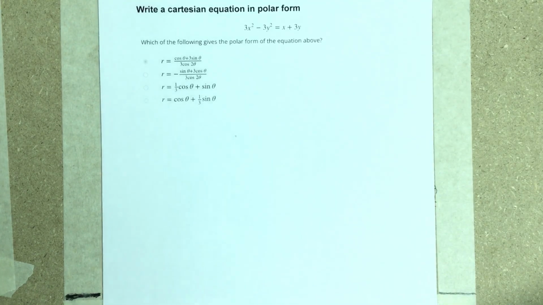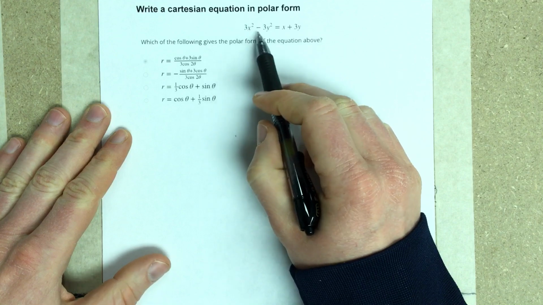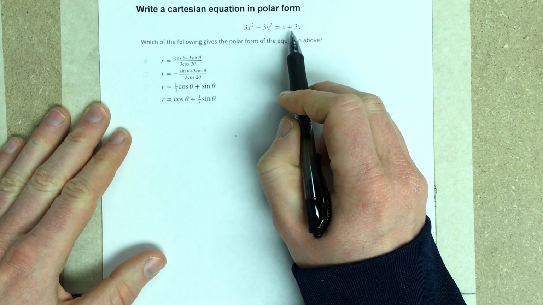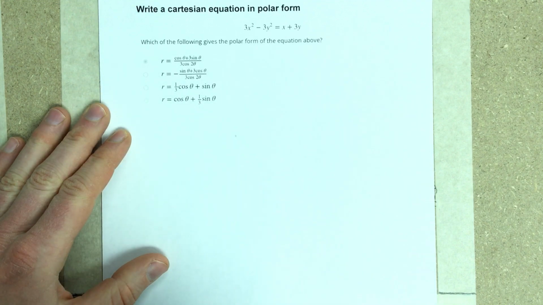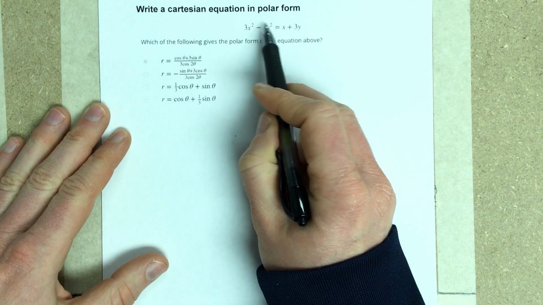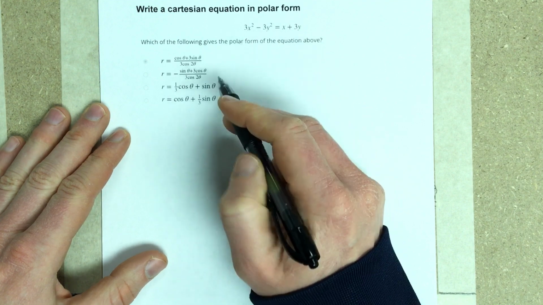In this video, we're going to write a Cartesian equation in polar form. And they give us 3x squared minus 3y squared equals x plus 3y. Now, one thing we need to know is that we want this to end up with r and theta in this equation instead of x and y.